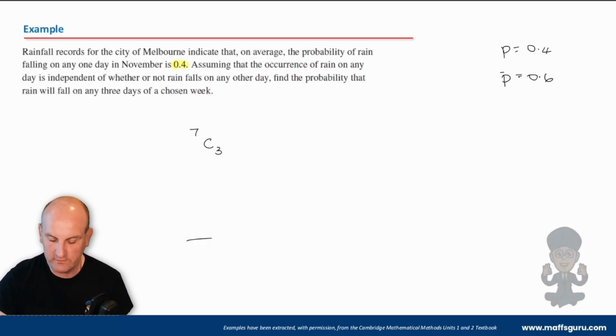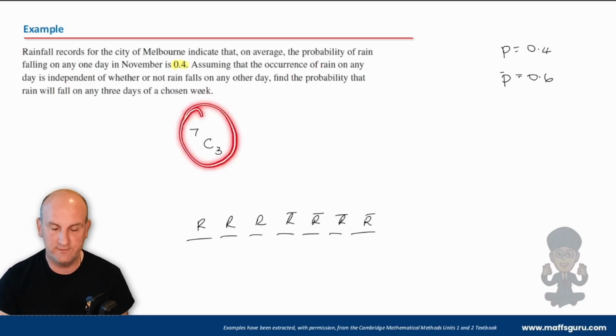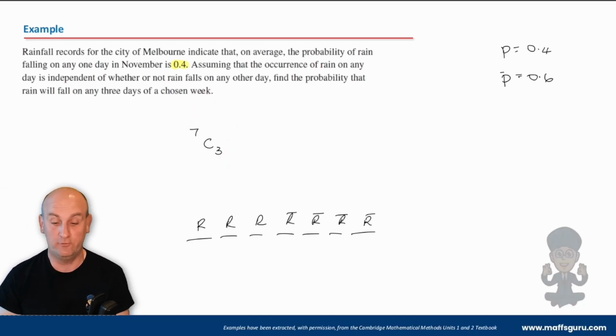And again, if I was going to draw this out, 1, 2, 3, 4, 5, 6, 7, it could rain, rain, rain, not rain, not rain, not rain, and not rain. That's one of those different combinations. And if you think about all the different ways we can arrange these R's so they fill completely different arrangements each time, that's effectively what this is doing for us. A lot quicker than me drawing all of that out.